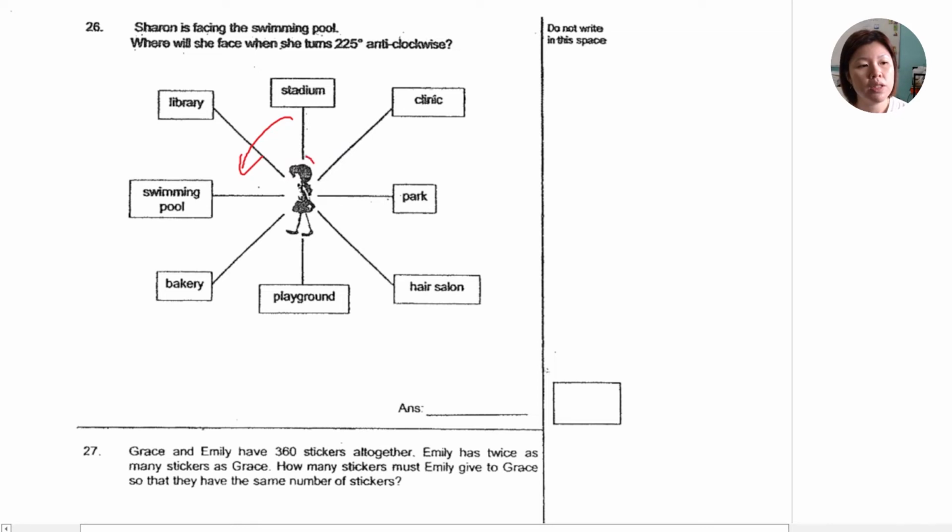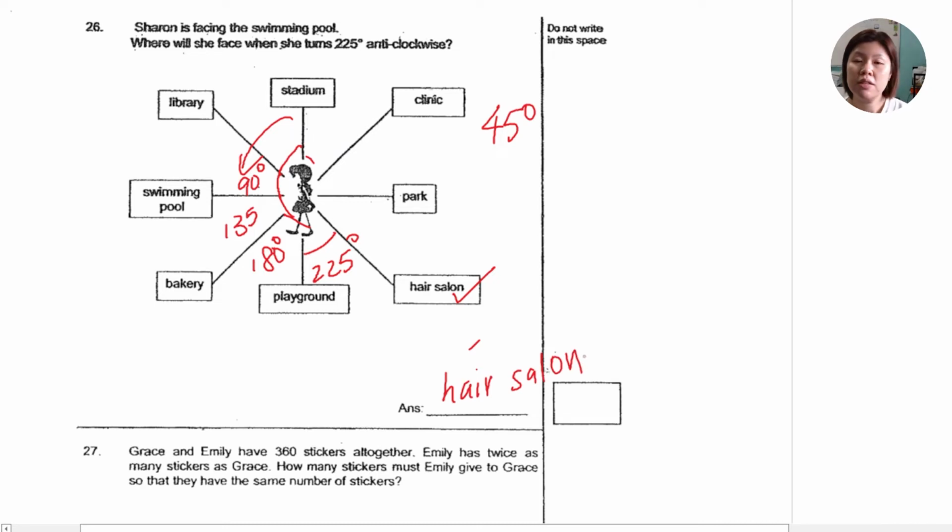Each time you turn, it's actually 45 degrees. So 45 degrees, and then I turn 90 degrees, and I turn 135 degrees, and then I turn 180 degrees, and the next one is 225 degrees. So she'll be facing the hair salon. Okay, so the answer is the hair salon.